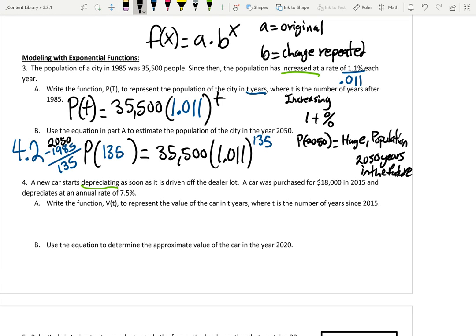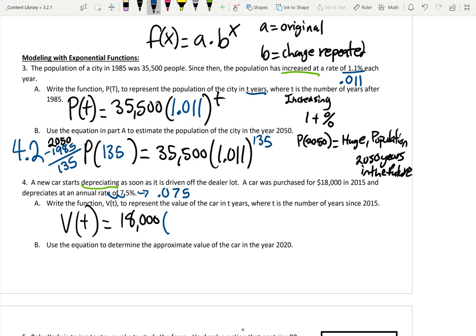It says V of t. I'm guessing V means value, and t is the time in years. And we're going to go ahead and put our starting value as 18,000. And I'm going to automatically change this percent by moving the decimal 2 spots over to the left, and I'm going to get a value of 0.075.